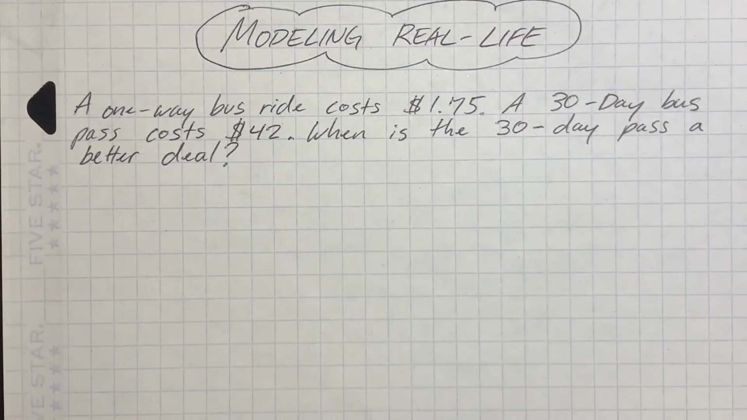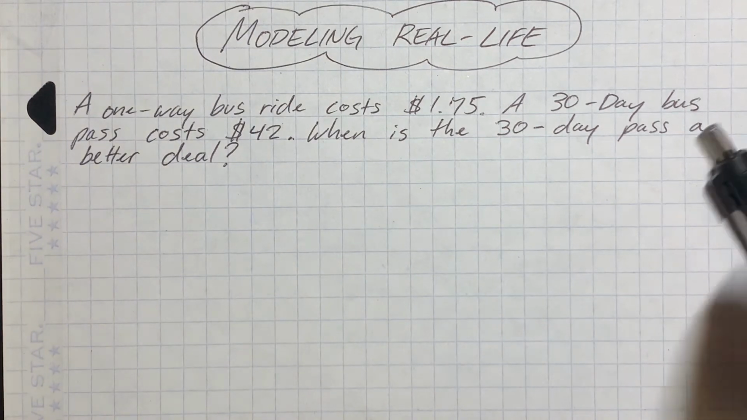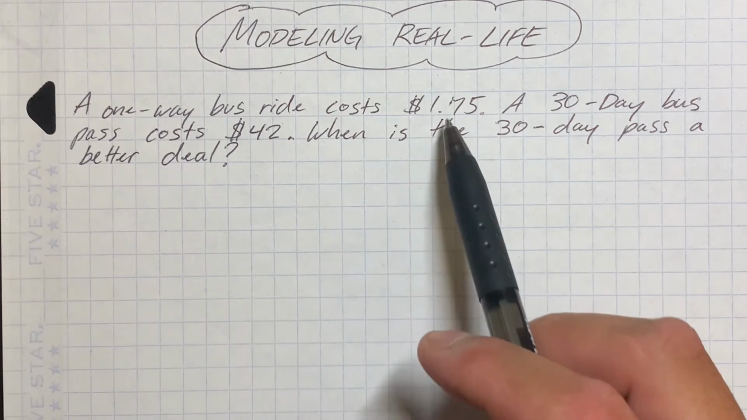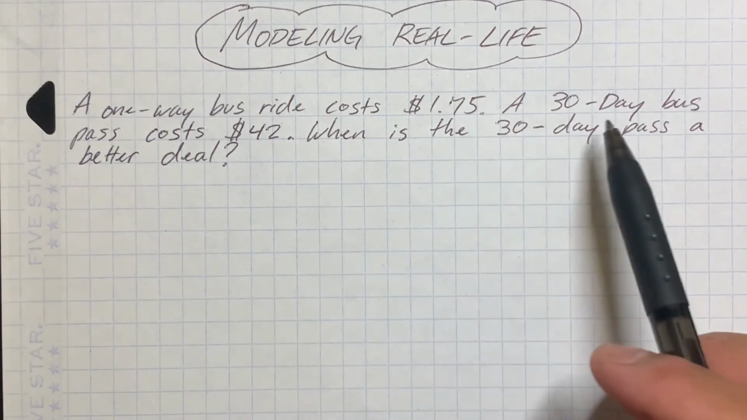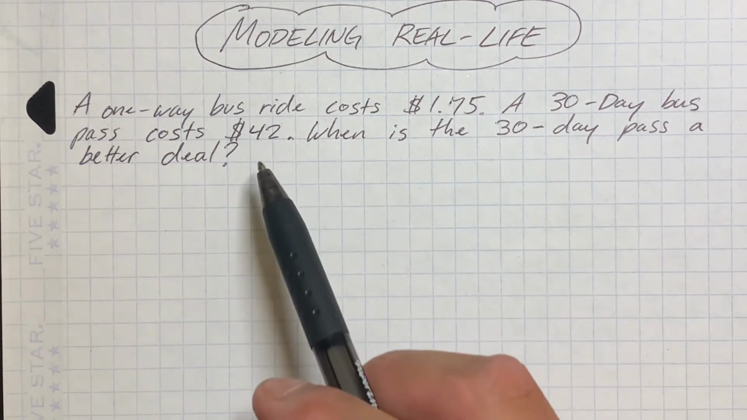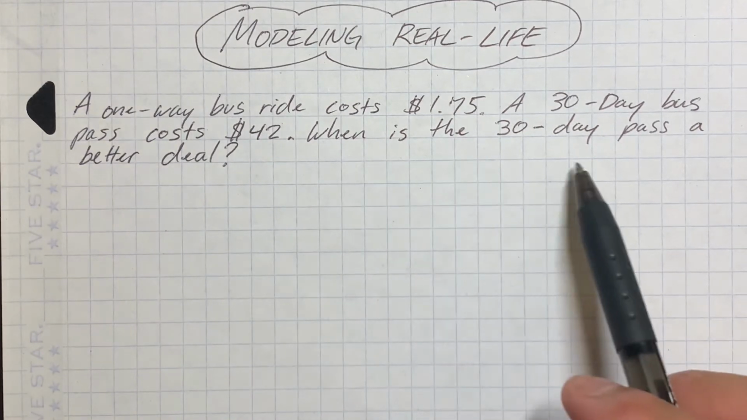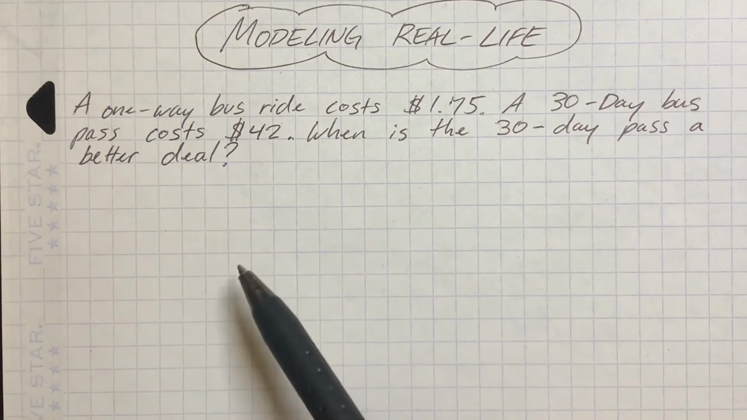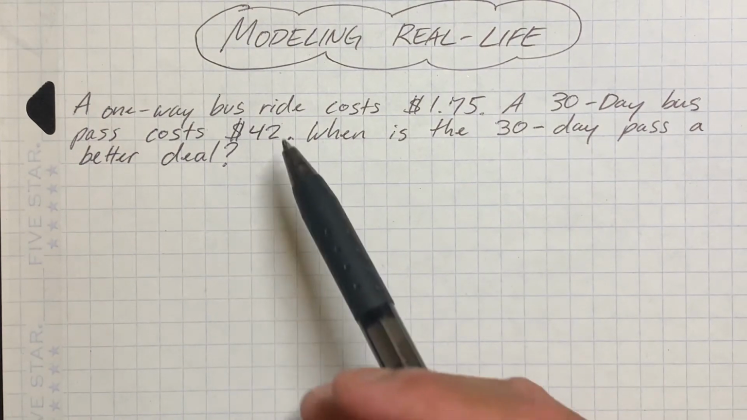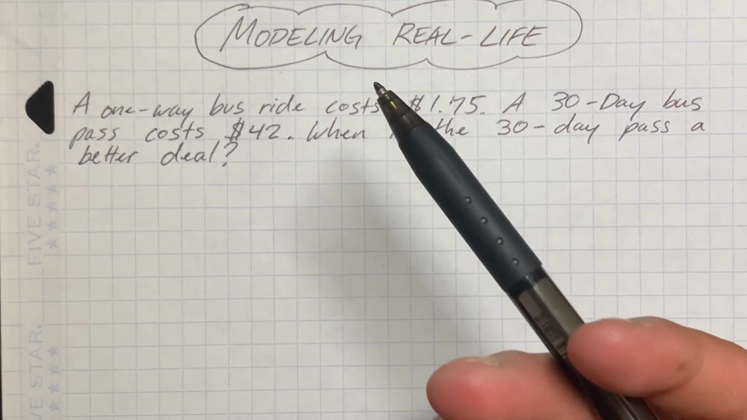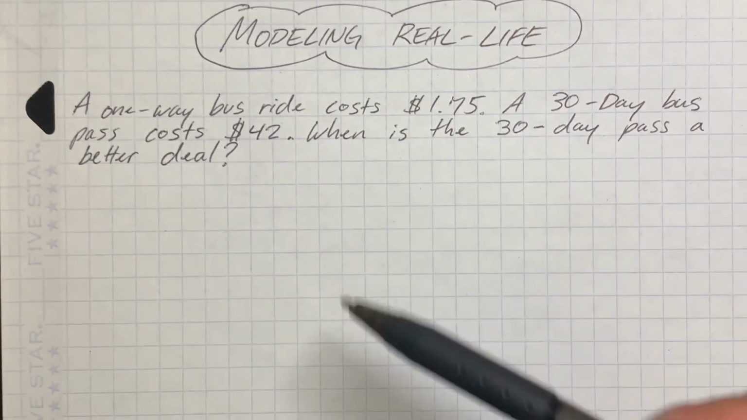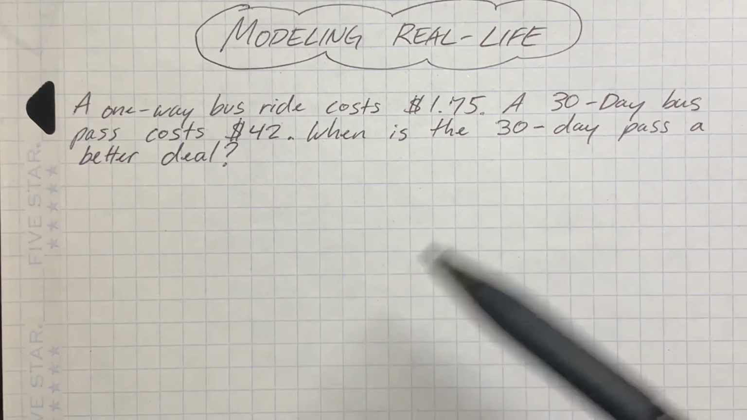All right, for our last example, we're going to model real life. Okay, so I'm going to read to you guys verbatim. Now, a one-way bus ride costs $1.75. Okay, a 30-day bus pass costs $42. When is a 30-day pass a better buy? Okay, so we have to understand the problem. Just know that we're given the cost of a one-way bus ride and also the cost of a 30-day bus pass. And we're asked to determine when the bus pass is a better deal.